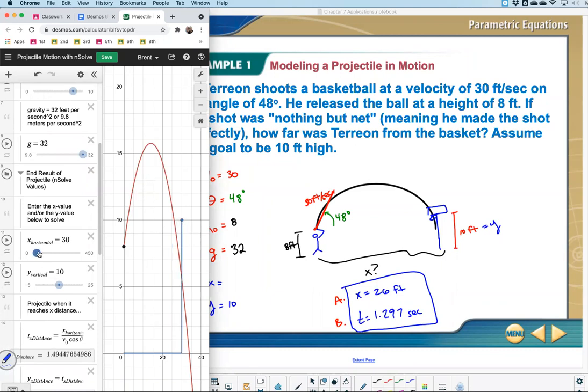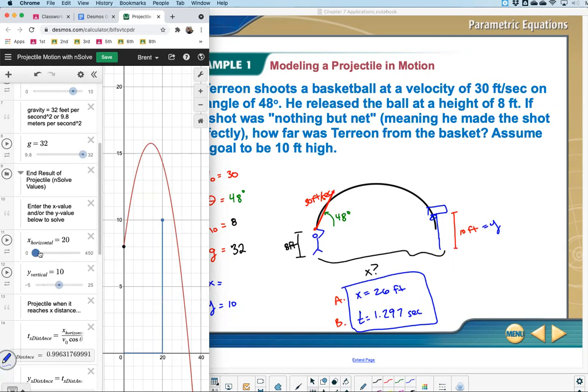Now I want you to see something. Please follow along. I want to make sure you're processing. If the goal were there, does Terion make the shot? Now let me interpret this for you. The ball goes up and it's going to hit the ground before it even makes it to the goal. Okay, what if the goal was right here? Does he make the shot? Now we don't know about the backboard, but if there's no backboard, then he shot it over the goal. So just making sure you understand what that represents.